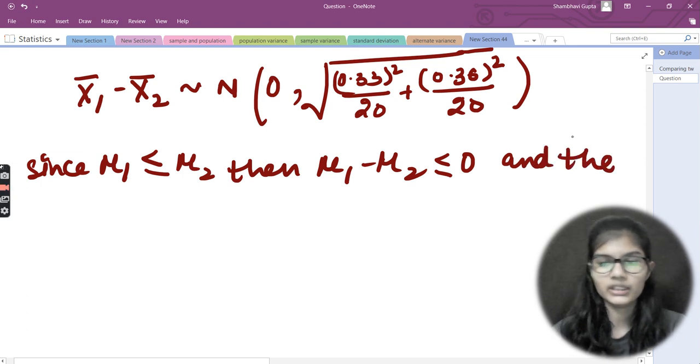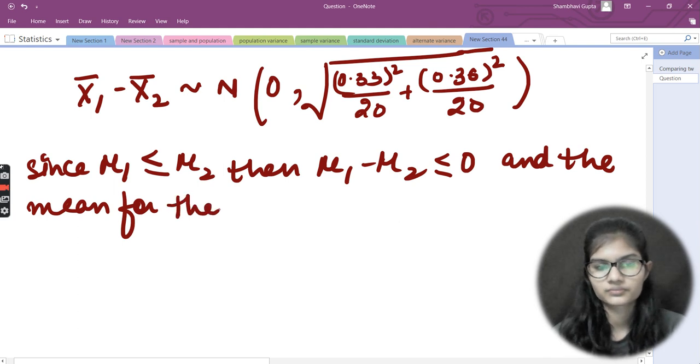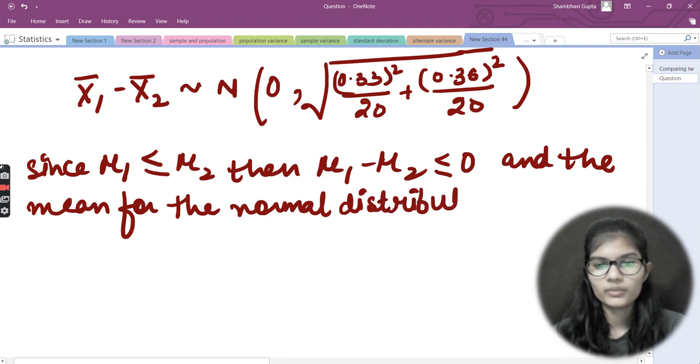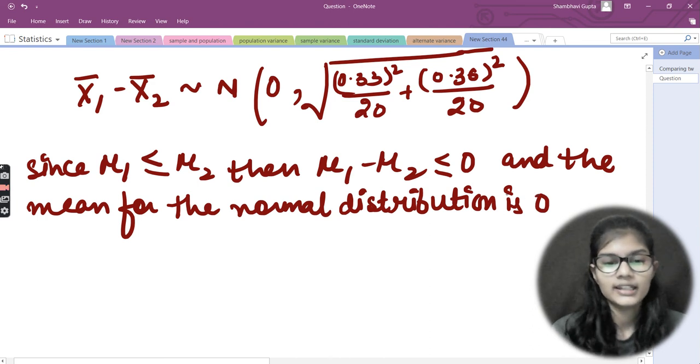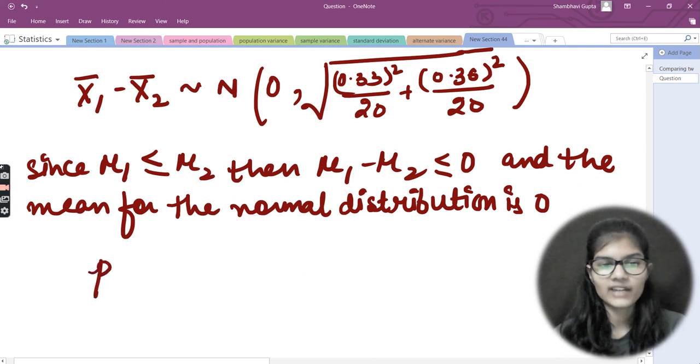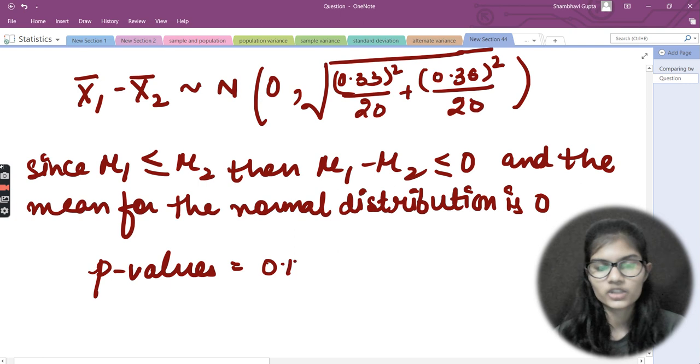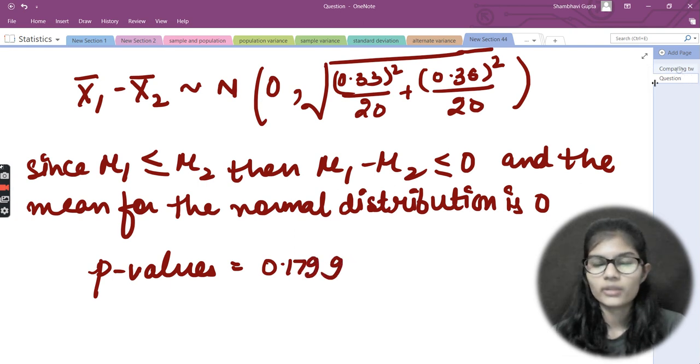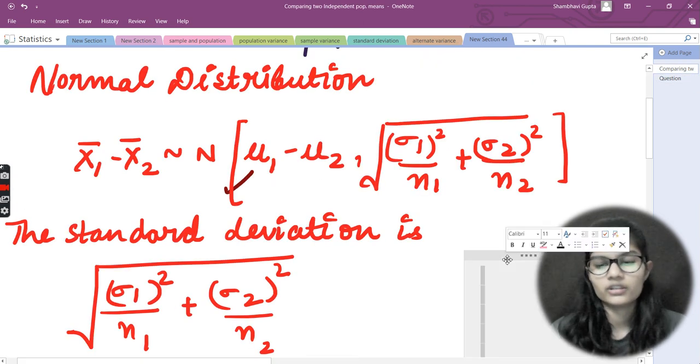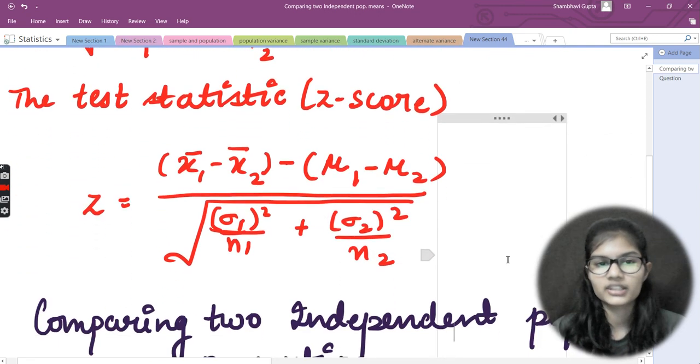And the mean for the normal distribution is 0. Okay, the mean for the normal distribution is 0. Now when we are going to calculate the p-value, that p-value is finally going to come as 0.1799. See the formula for finding out the p-value. Let me come down. So yeah, this was okay.